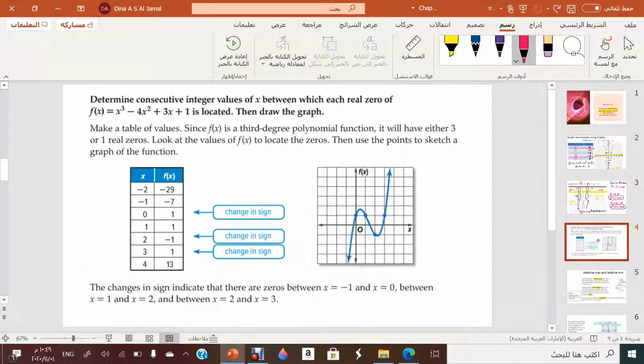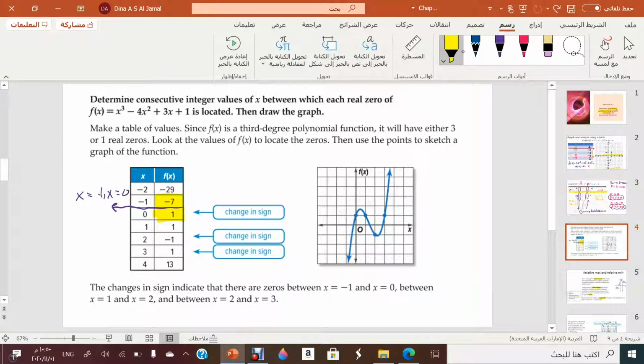Now it's time to check your understanding further. If I would like to have a table for you and a graph, how can I check where the roots will be? Estimate the roots. So check where you are having the change of sign, whether in the graph or in the table. Let's focus on the table first. I'm having minus 7, then 1. That means I'm having exactly one root between x equals minus 1 and x equals 0.